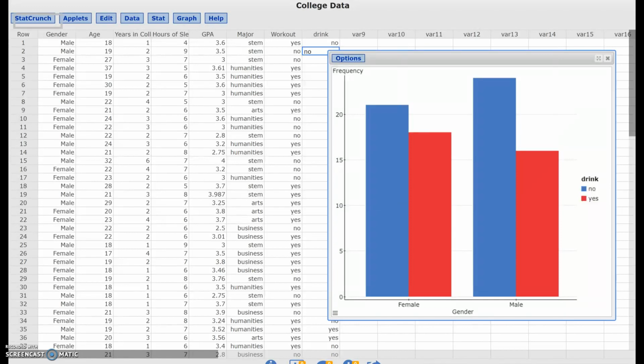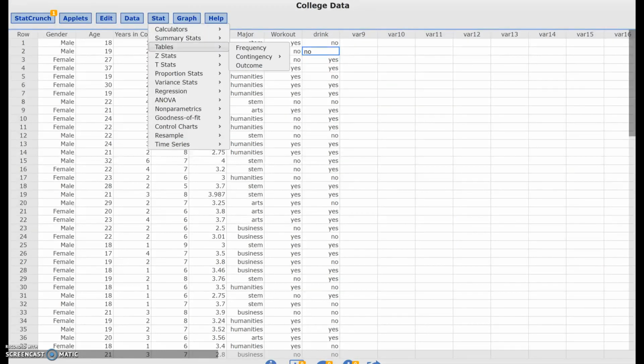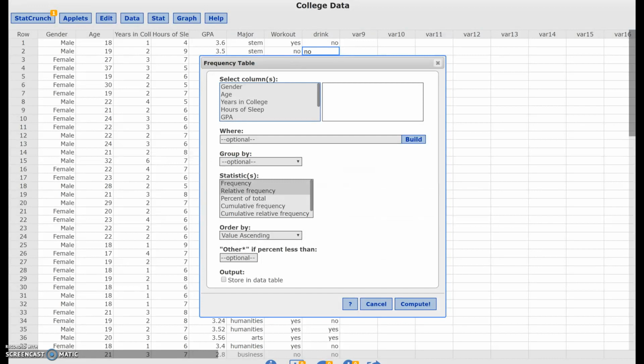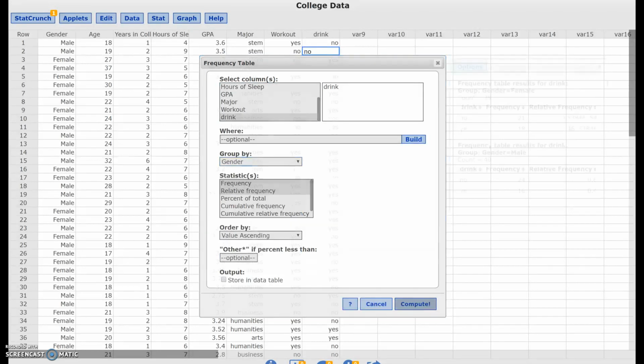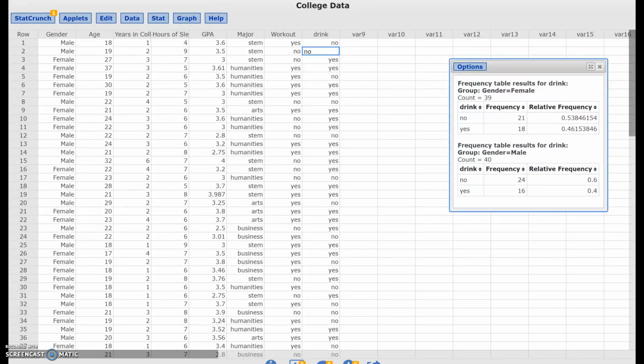Something else that you can do is go to stat tables and look at a frequency table. So we can look at the ones who drink, and let's group it by gender. What we can see in this table is that of the 39 females, 18 drink, and of the 40 males, 16 drink, and it tells you the relative frequency. So is this 46% considerably different than this 40%? Okay, so here is something that you can just go ahead and eyeball. This is basically our summary stats.